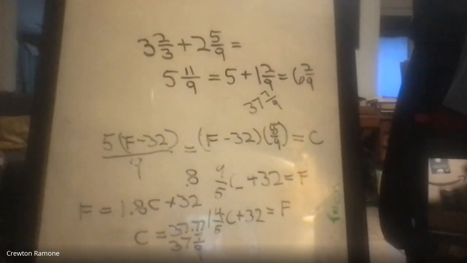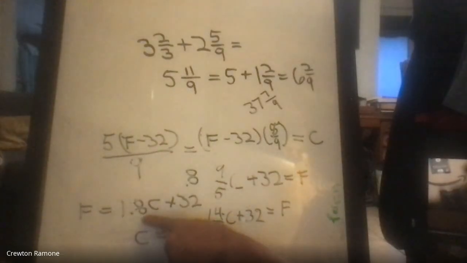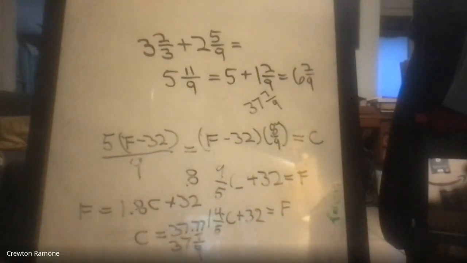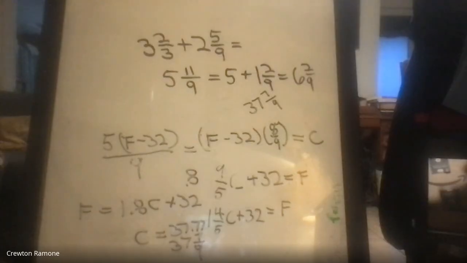C is 37.77, right? So now you have to multiply it by 1.8. I'll tell you a trick. Instead of multiplying by 1.8, just multiply by 0.8 and add it to 37.77. What do you think? Am I correct? Celsius to Fahrenheit: the first step is times 1.8 and then plus 32. And that's all.